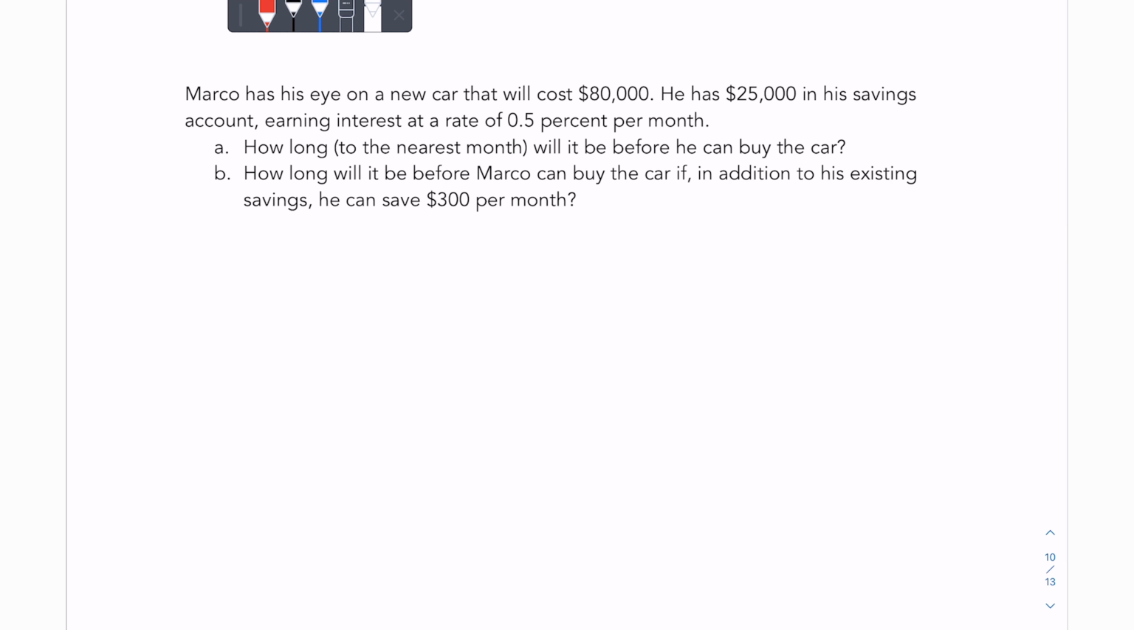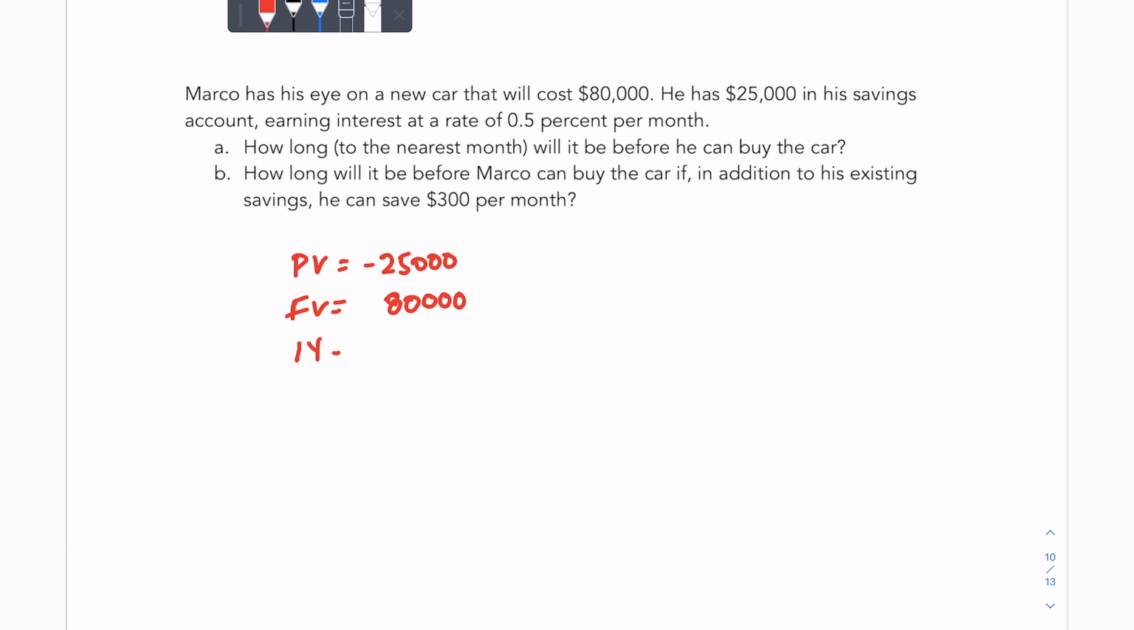Marco has his eye on a new car that'll cost $80,000. He has $25,000 in savings, and his account earns 0.5% per month. How long will it take before he can buy the car? So $25,000 is your present value. Future value is $80,000. Now, you're going to want to set one of these to negative. So we're going to set the present value to negative for the calculator to understand.